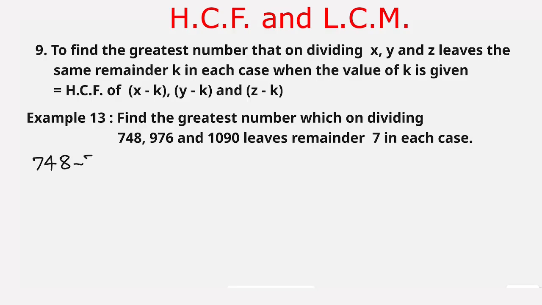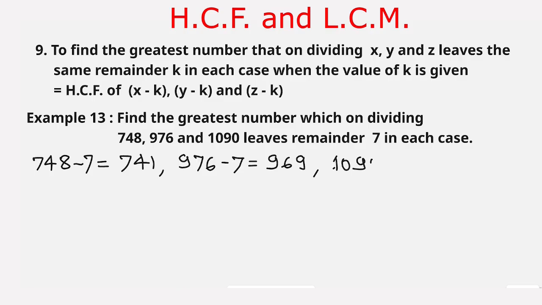748 minus 7 is 741. 976 minus 7 is 969. And 1090 minus 7 is 1083. Now we have to find the H.C.F. of 741, 969 and 1083. And that will be our answer. We will find the H.C.F. of these numbers by the division method.